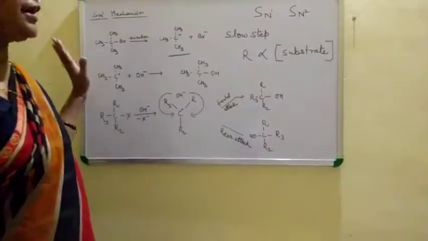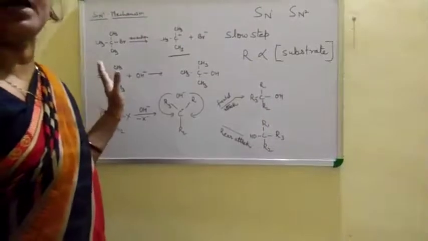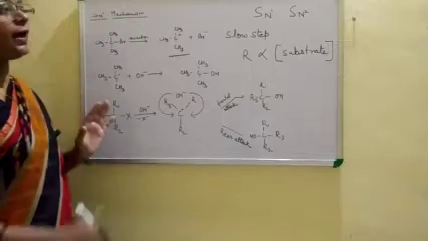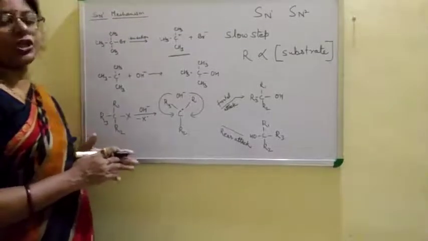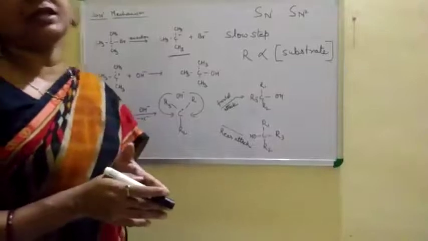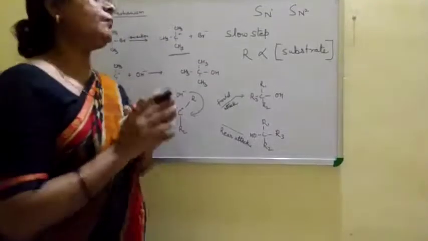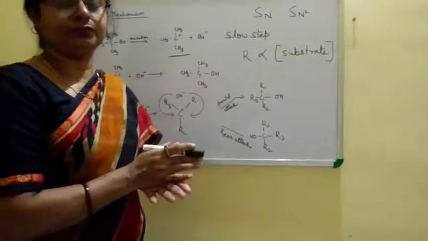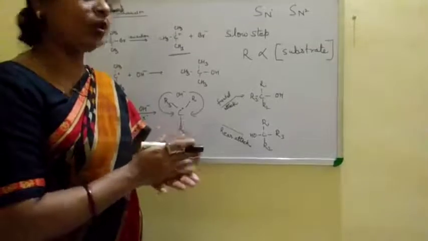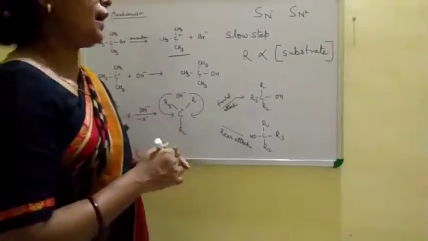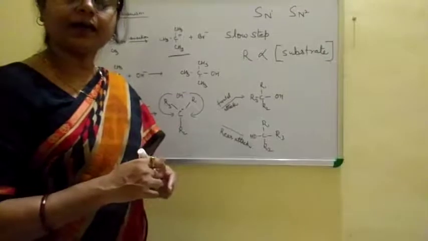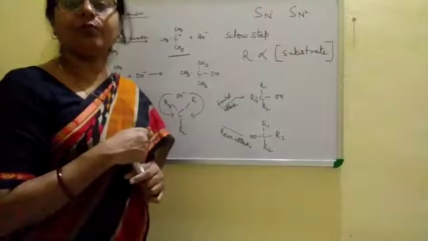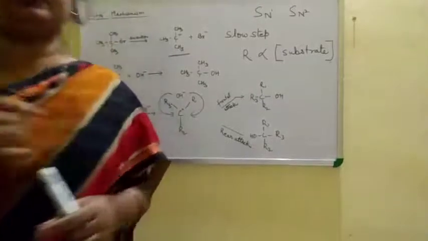SN2 reaction takes place in the primary alkyl halide, where a transition state is formed, and the rate of the reaction in the SN2 mechanism depends upon both the substrate and the attacking nucleophile. Concentration of both the substrate and the attacking nucleophile. So next is the mechanism of SN2 reaction.